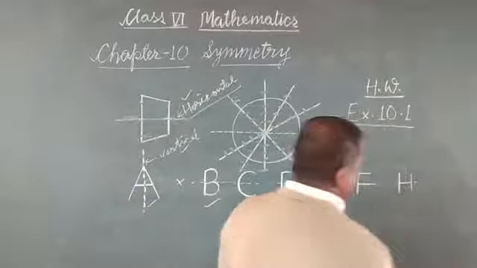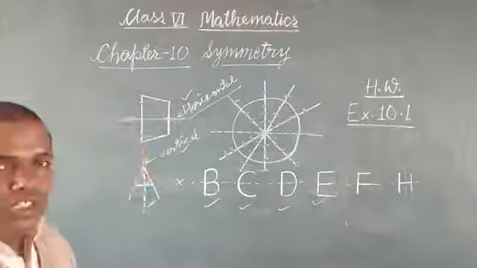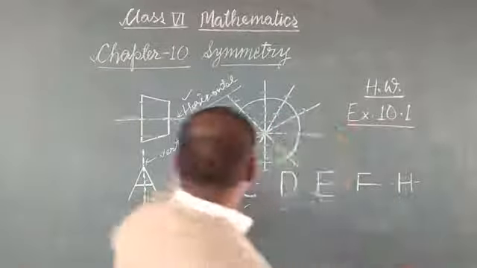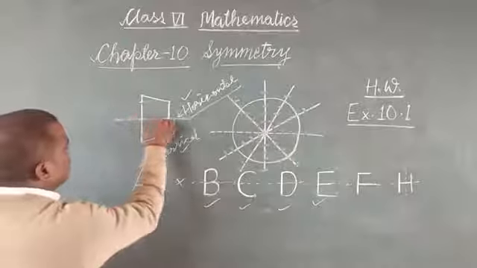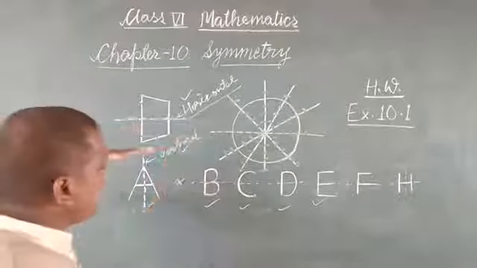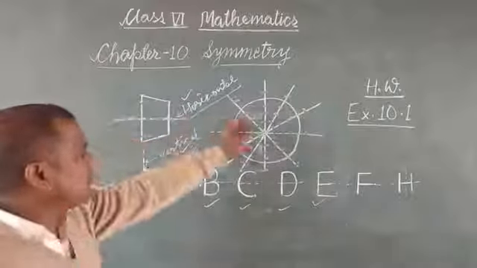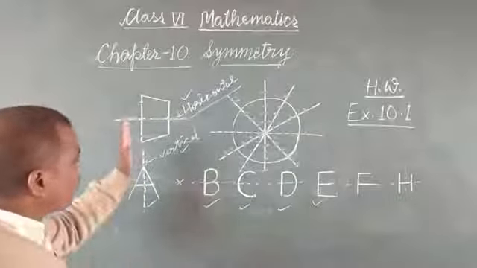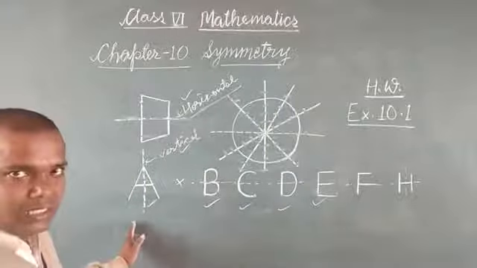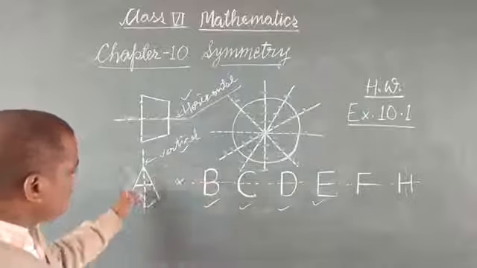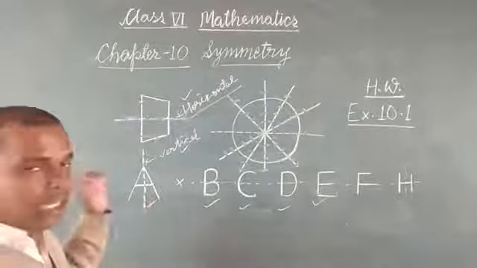two lines of symmetry. Now I want to discuss with you two types of line of symmetry. One is the horizontal line of symmetry. This line is parallel to the earth's surface, so it is called the horizontal line of symmetry, and this one is the vertical line of symmetry. It is vertical to the earth's surface, so it is called the vertical line of symmetry.